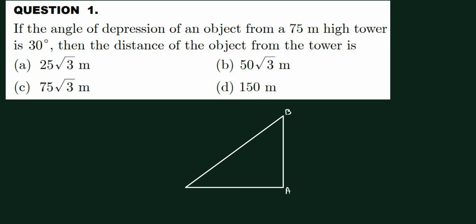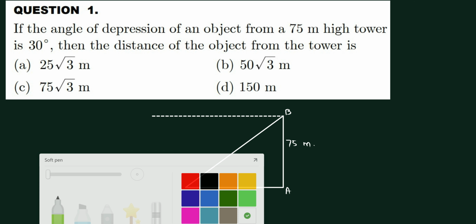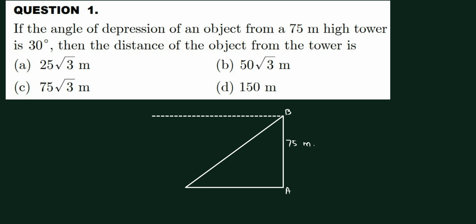So what is the tower height given here? That is 75-meter high tower. And what is the angle of depression? Angle of depression means you have to take from here. This is 30 degrees. How much do they give as the angle of depression? This is 30 degrees. Here we have an object at C.